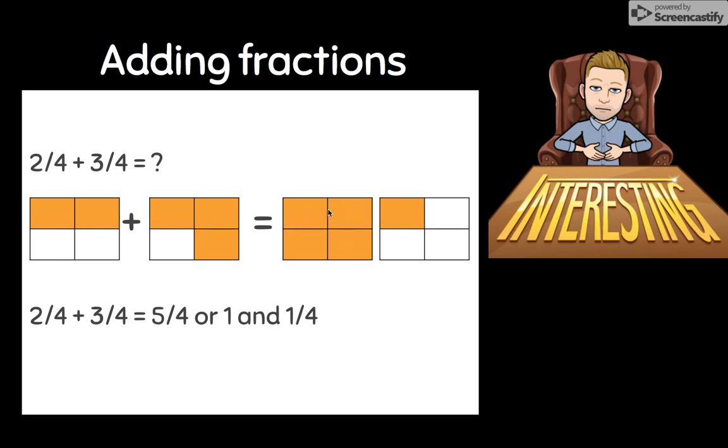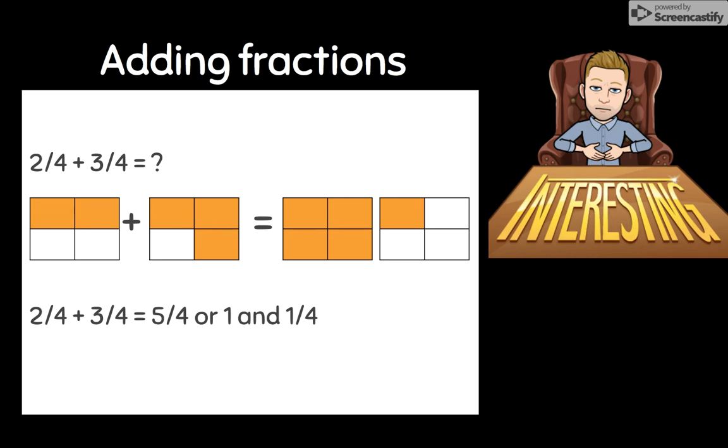So 2/4 plus 3/4 equals 1 whole. That's 4 over 4 plus another 1/4. So 2/4 plus 3/4 equals 5/4. 1, 2, 3, 4, 5. That can be written as 1 whole and 1/4.